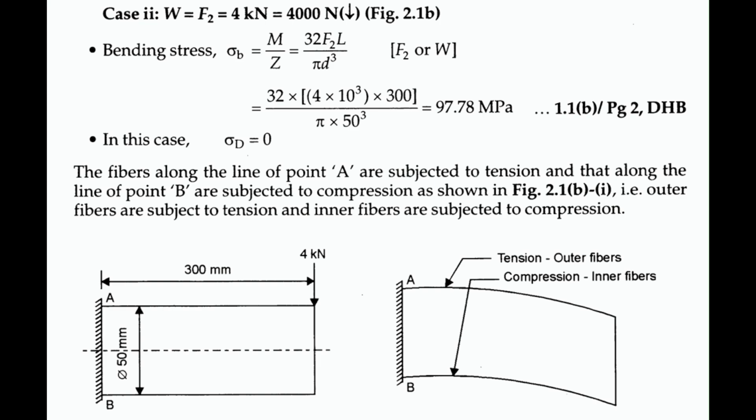Substituting, we get the bending stress as 97.78 megapascal. And as you can see, sigma d is 0. There is no axial load in this condition. So sigma d is 0. And below is the representation of how a bending moment or bending force effect looks. It would bend, and the top will have an area of tension, and the bottom will be compressed, right? So the inner fiber will be compressive, and on the top it will have a tension.